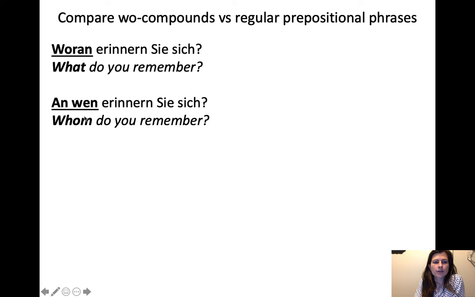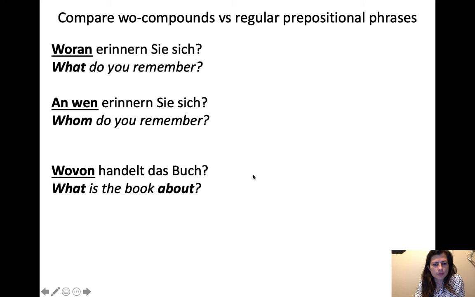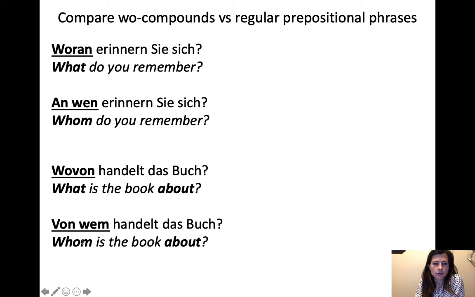But if you're asking for a person, then you're going to use our normal preposition plus our question words, meaning wer, wen, wem, wessen, right? So we're going to use our normal who question words if we're asking for a person. So there's a contrast between these two forms, depending on whether it's person or not a person. Wovon handelt das Buch? What is the book about, right? But then if you said von wem handelt das Buch? Whom is the book about?